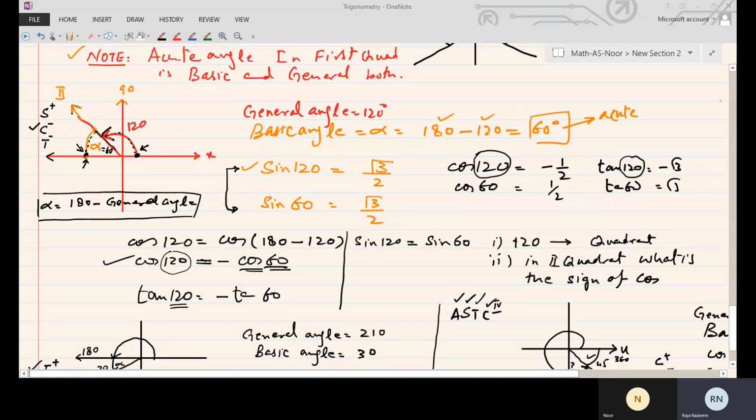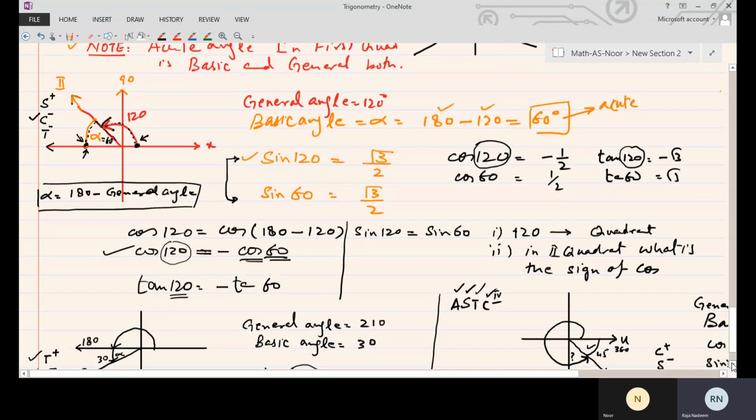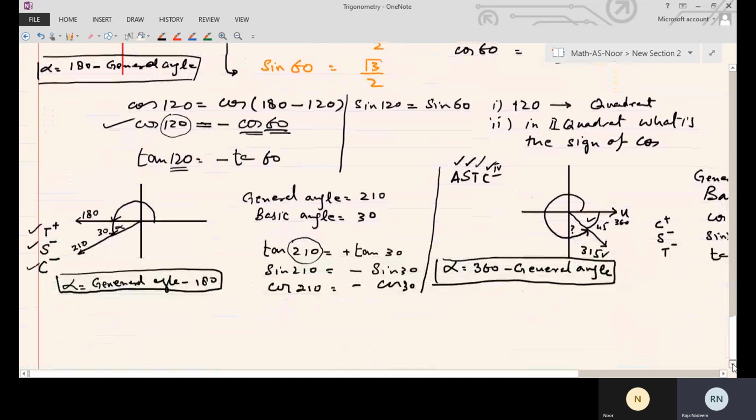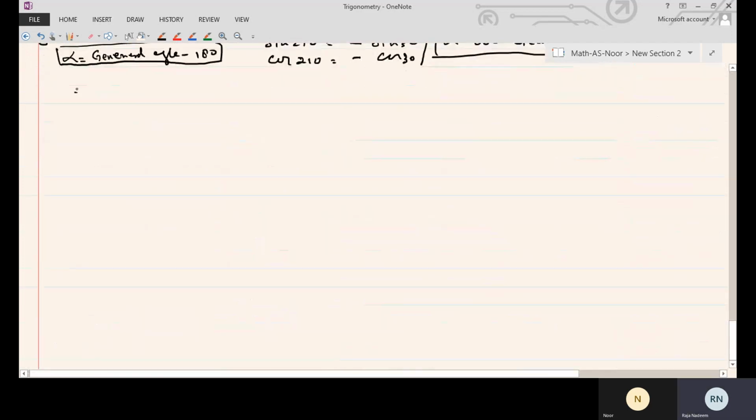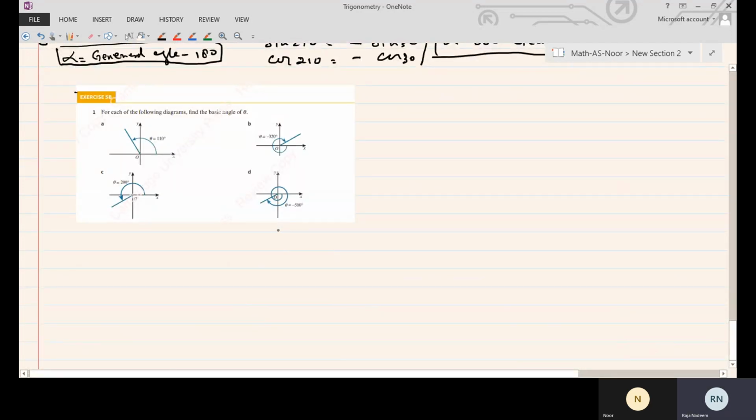If I consider question number 1 from the exercise: for each of the following diagrams, find the basic angle theta. 110.